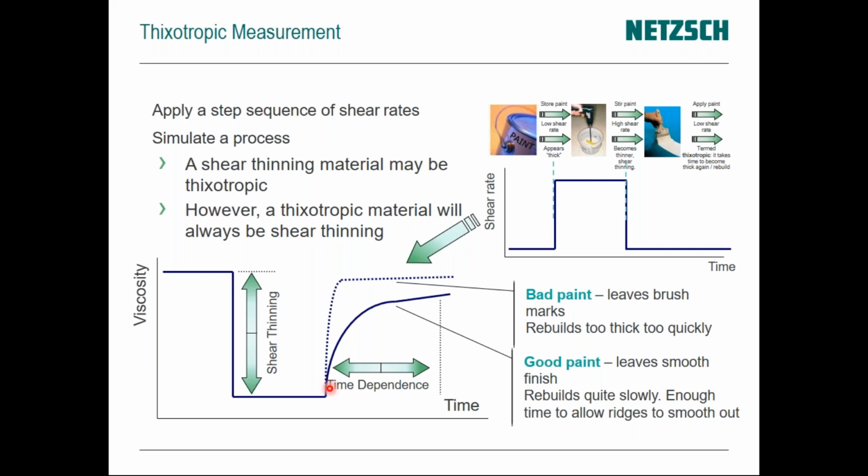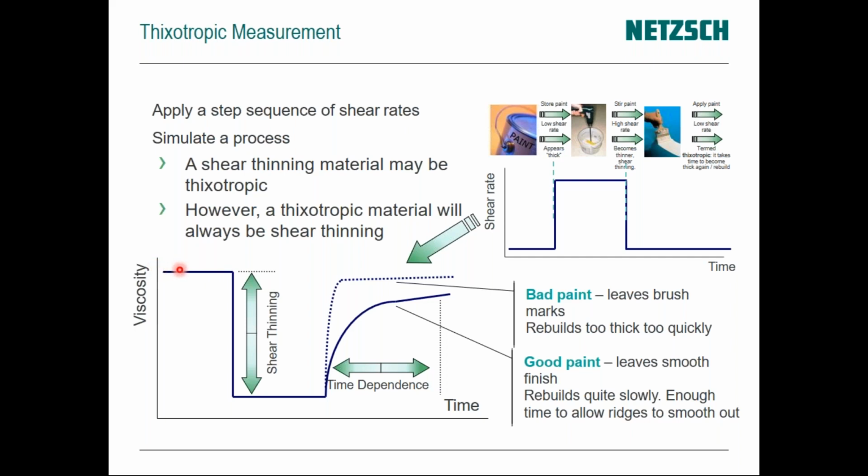So the rebuild time is critical. If it rebuilds really, really slowly, not shown here, then maybe it would run. So you've got a kind of too fast a rebuild, too slow a rebuild, and then there's the ideal somewhere in the middle. So what we do in this test, we'll do a low shear rate initially, and this will just show you the initial viscosity as a kind of a benchmark.